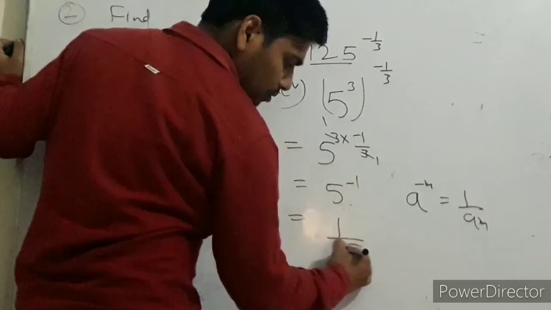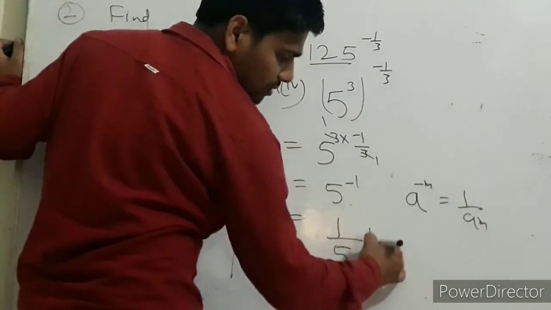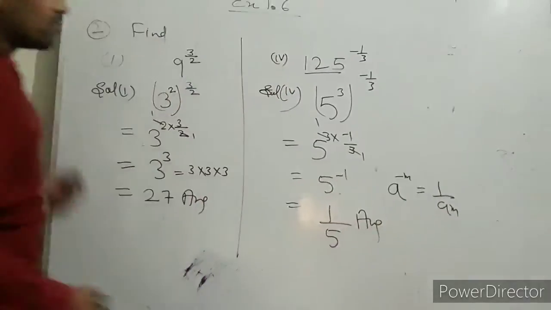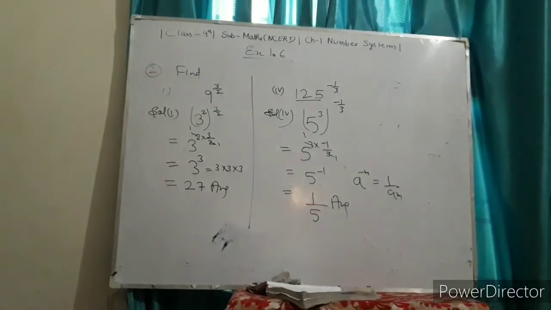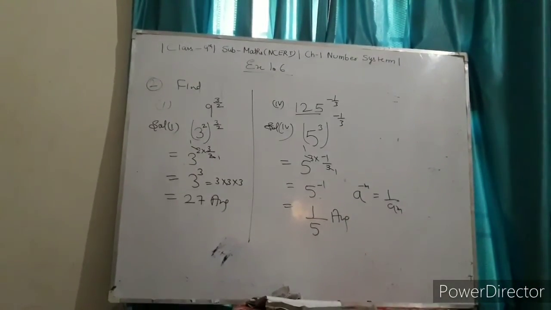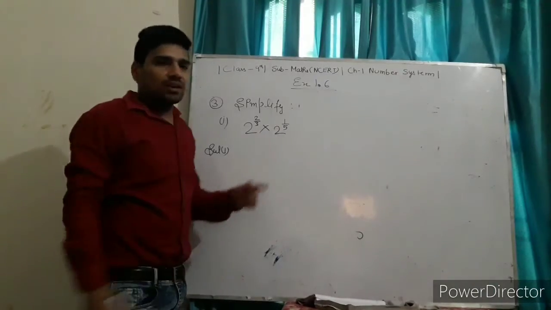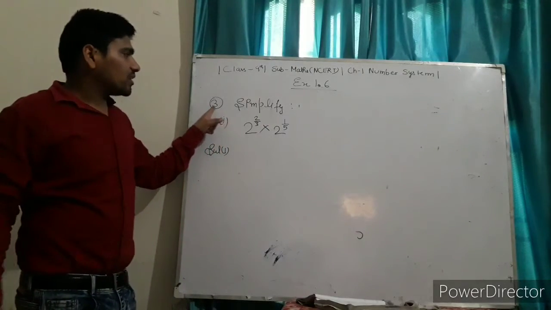So this is 1 upon 5 raised to power 1. So we will not write 5 raised to power 1. So the result is this. Okay student, again there is a third sum.